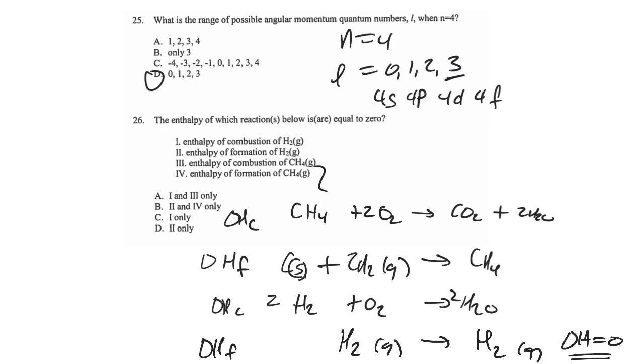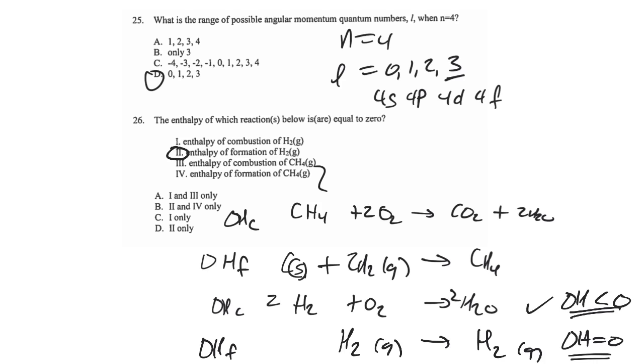So the enthalpy of the formation reaction of H2 is the only reaction that should be 0. Now, why are the others not 0? H2 and O2, this takes place with the flame. We know that delta H is not 0. Energy is being released here. Delta H is definitely less than 0.